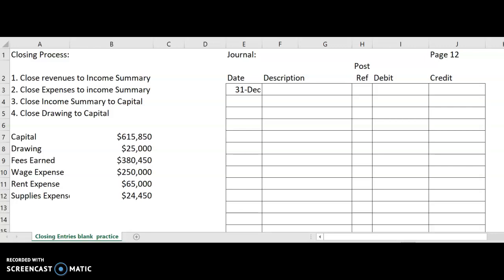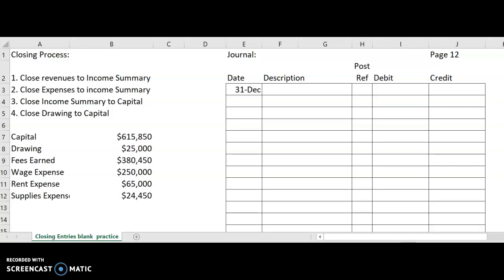So what does the closing process mean? What this means is at the end of the period, we need to get our books ready for the next period. It's the same as a scoreboard for a football game or any game where when the clock is at the end of the game, it resets for the next game at 0. So we have to do this for certain accounts in accounting.